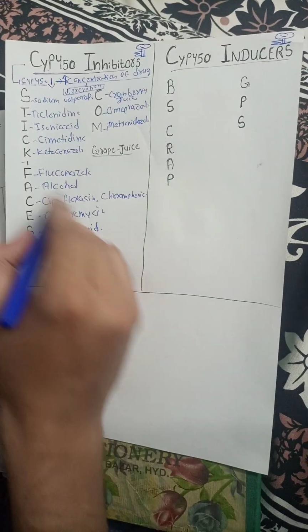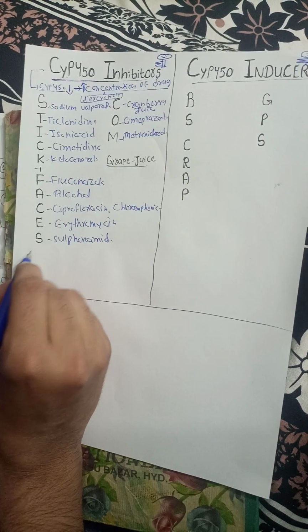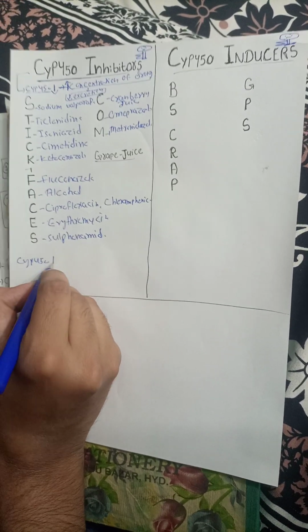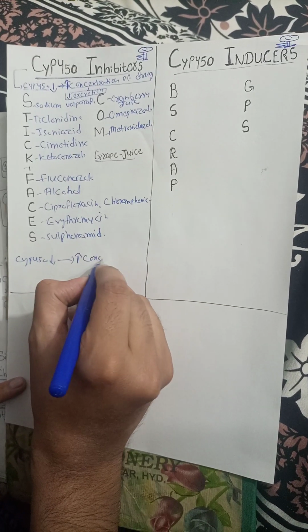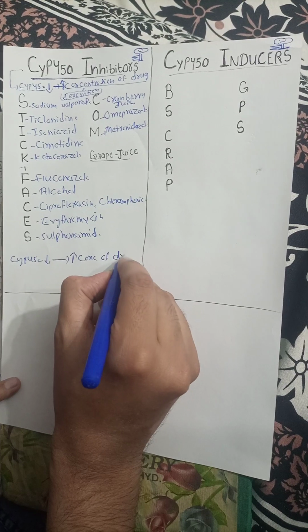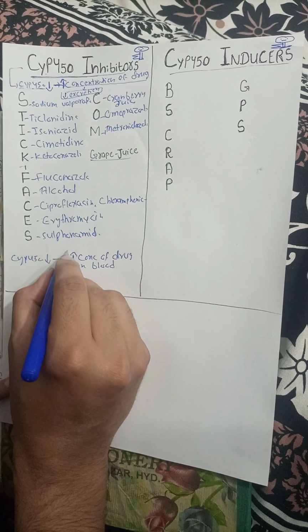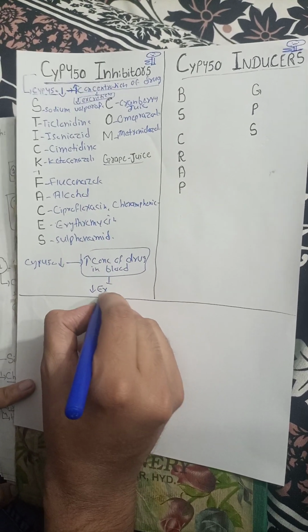So these cause CYP450 activity to decrease. If CYP450 activity is decreased, the concentration of the drug in the blood increases and excretion decreases.